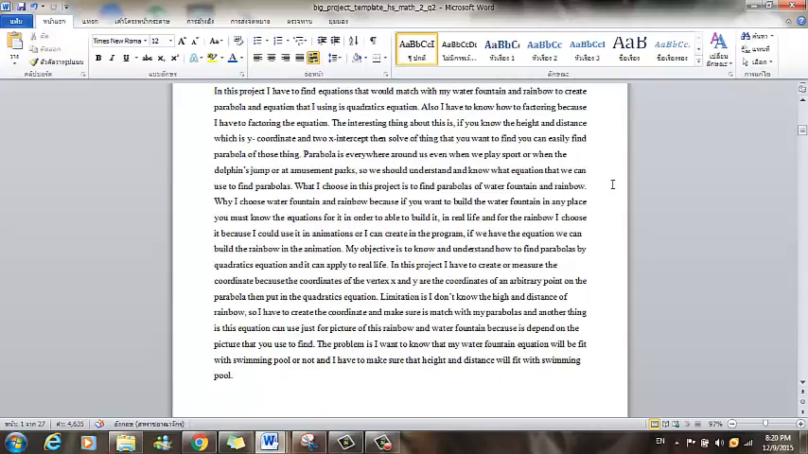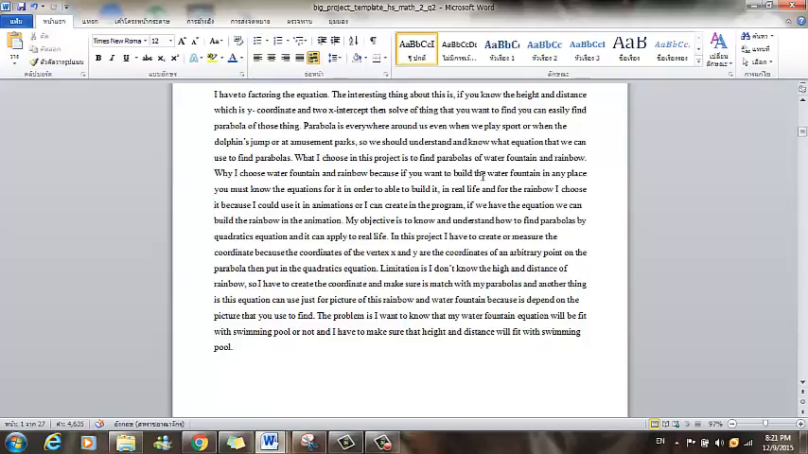What I choose in this project is I want to find the parabola of water fountain and the rainbow. Why did I choose water fountain? Because I can use it in the future. Maybe I want to create my own water fountain, and I already know how to create it by using the quadratic equation. And how about rainbow? I want to do this because I can use it in animation or create rainbow in the program. If we have the equation, we can build the rainbow in animation.